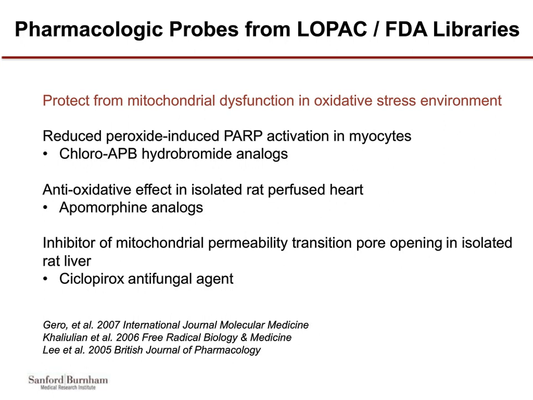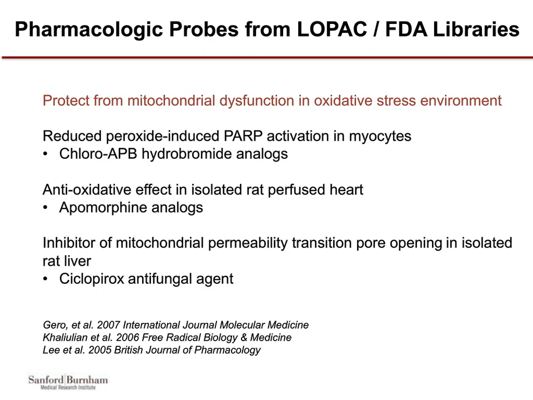In addition, the D2 compound is an apomorphine analog. It has antioxidant activities in isolated rat perfused heart studies, specifically attenuating myocardial protein oxidation. And then the cycloprox antifungal agent that we picked up in the FDA collection is an indirect inhibitor of mitochondrial permeability transition pore opening in isolated rat liver. So all of these examples are really pointing toward very relevant mechanisms that are protecting against ROS-induced damage in the mitochondria and nucleus.